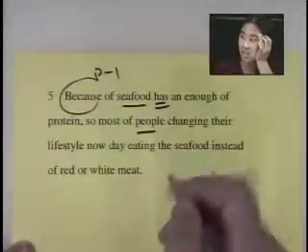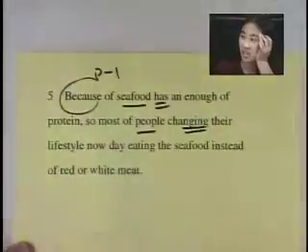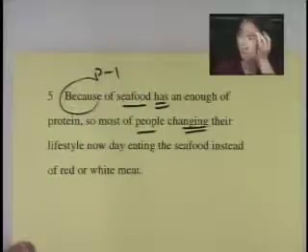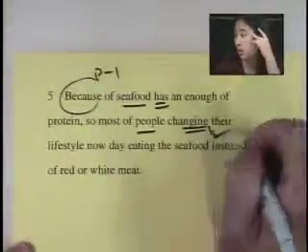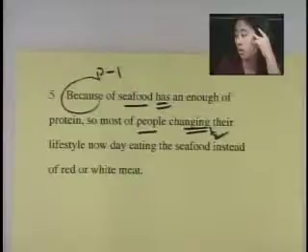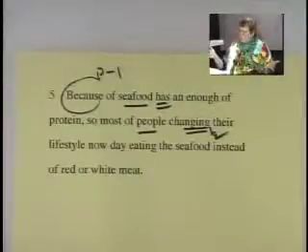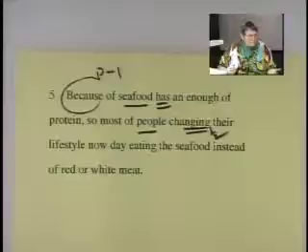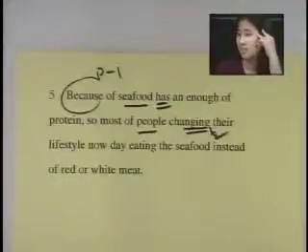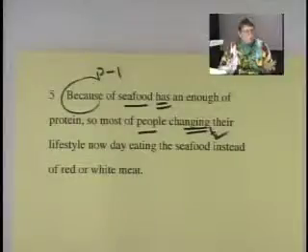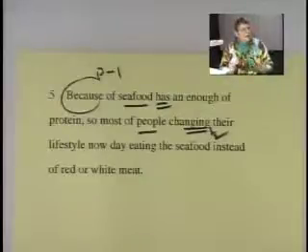Changing. Is changing a whole verb or a half verb? Half. Where is the word that we're missing here? This is a half verb. What's the whole thing? Because of seafood has an enough of protein, so most of people changing their lifestyle nowadays, eating the seafood instead of red or white meat. What are we really looking at here? Are changing. But it doesn't say are changing, does it? So as you see it, what would you say you're looking at? A verb. Well, the whole thing, would you mark this? If you had an exam, it would be a fragment.